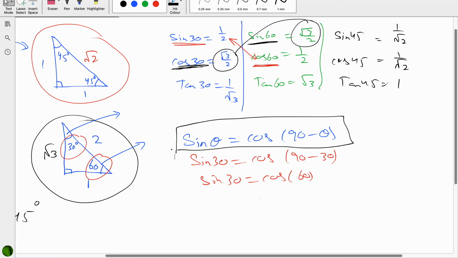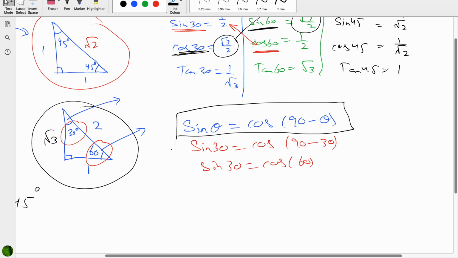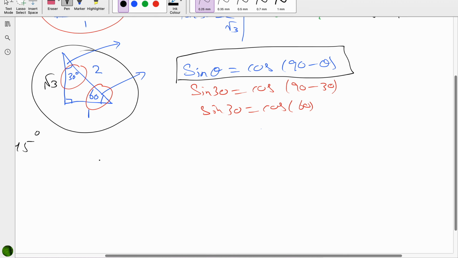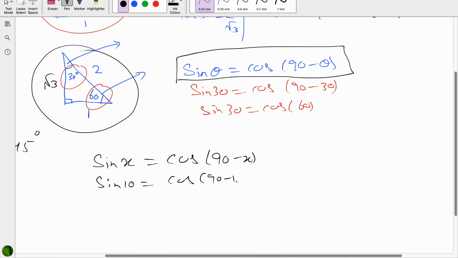Yes, apart from this, because 30, 60, 45 are fixed. So if we are done with 30 and 60, yes, we can choose any angle. Sin x is equal to cos(90 minus x). For example, I say sin 10. It would be equal to cos(90 minus 10), so sin 10 is equal to cos 80. For now, I'll have to use a calculator because I cannot answer it directly for 10 and 80.